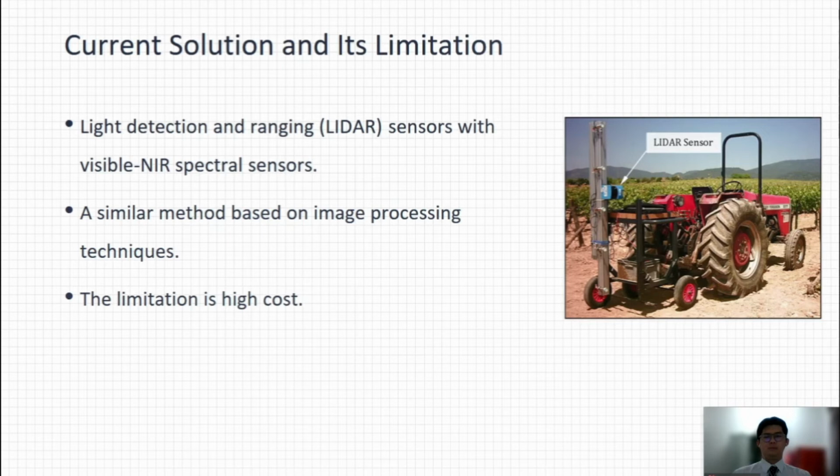Currently, there are a lot of solutions to detect the fruit size. One of the systems is light detection and ranging, LiDAR sensor, with visible and IR spectral sensor. It's a similar method based on image processing technique. The limitation is the very high cost, so the small owner cannot afford it.